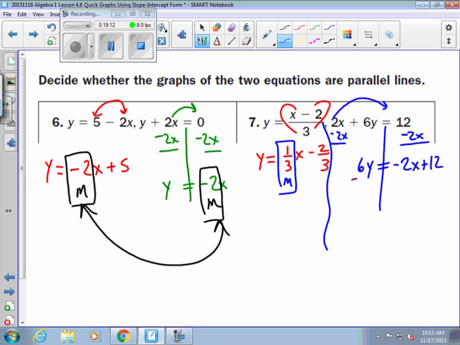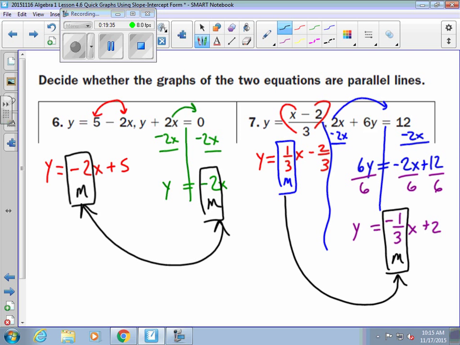Divide by 6 on both sides. Divide this and this by 6. Y is equal to, a negative 2 divided by a positive 6 is a negative 1 over 3x, and a 12 divided by 6 is a positive 2. Again, your m value, mx plus b, is now negative 1/3.